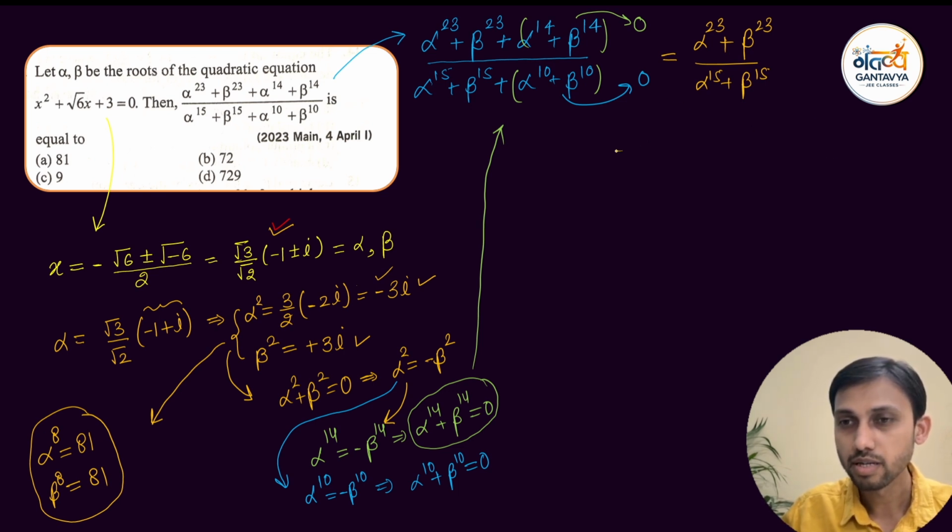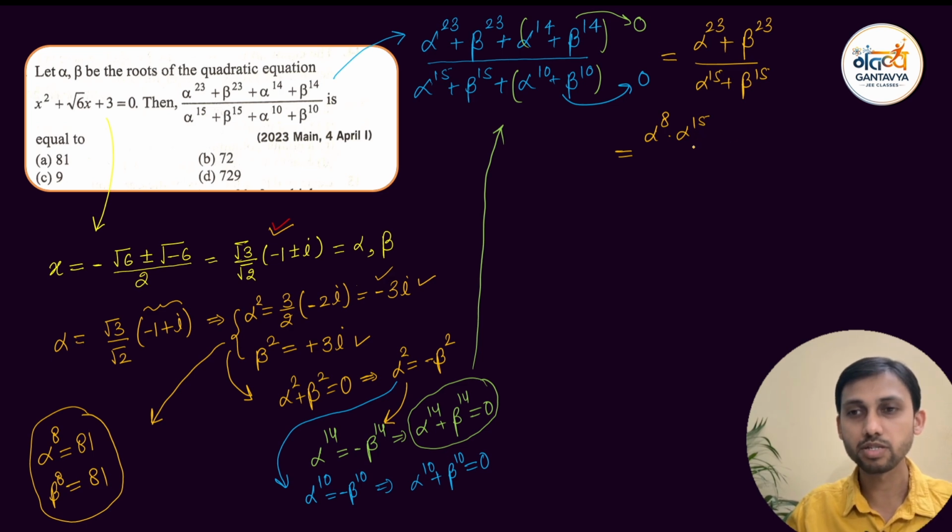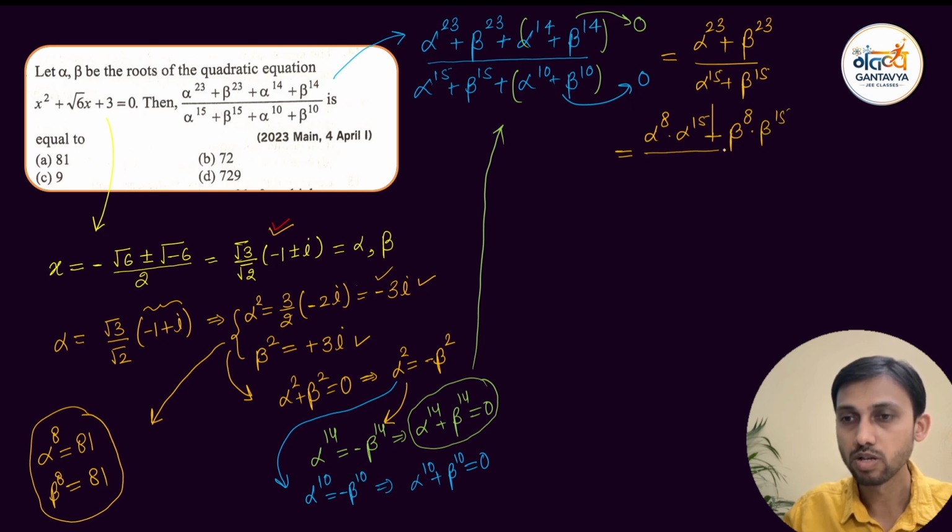So in the numerator, I can write alpha to the power 23 as alpha to the power 8 into alpha to the power 15. Why this bifurcation into 8 and 15? Just because the denominator has a power 15. In the same way, beta to the power 23 can be written as beta to the power 8 into beta raised to the power 15. Whole upon denominator remains as it is. Let us keep the denominator as it is.